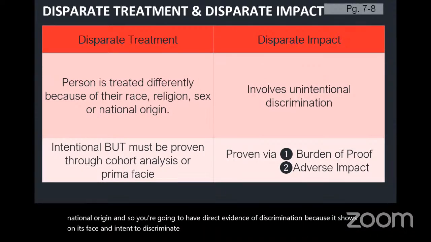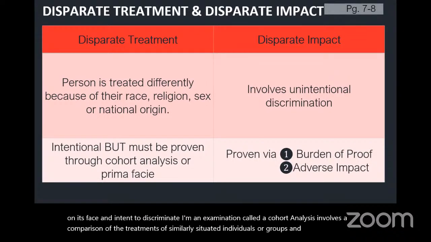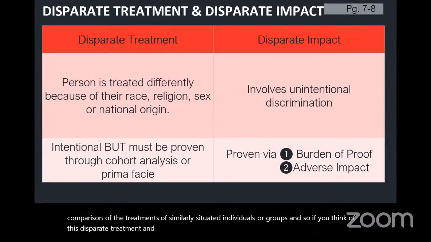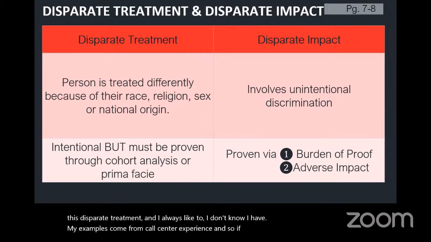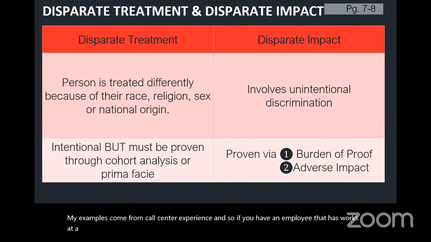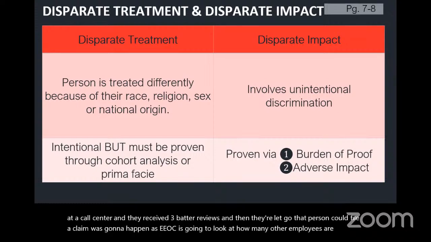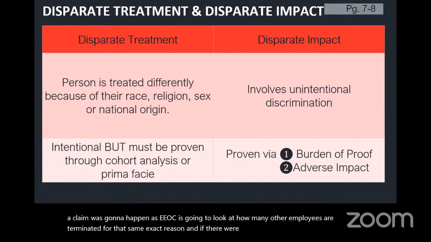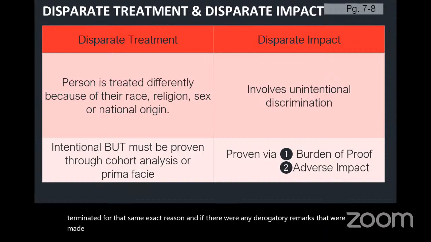An examination called a cohort analysis involves a comparison of the treatment of similarly situated individuals or groups. If you think of disparate treatment, my examples come from call center experience. If you have an employee that has worked at a call center and they receive 3 bad reviews and then they're let go, that person could file a claim. What's going to happen is EEOC is going to look at how many other employees were terminated for that same exact reason, and if there were any derogatory remarks that were made, how often that race is either hired or fired.